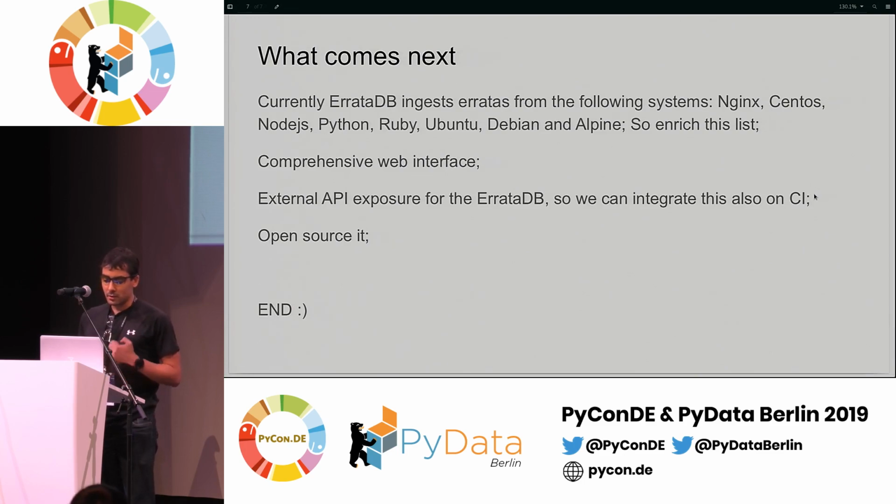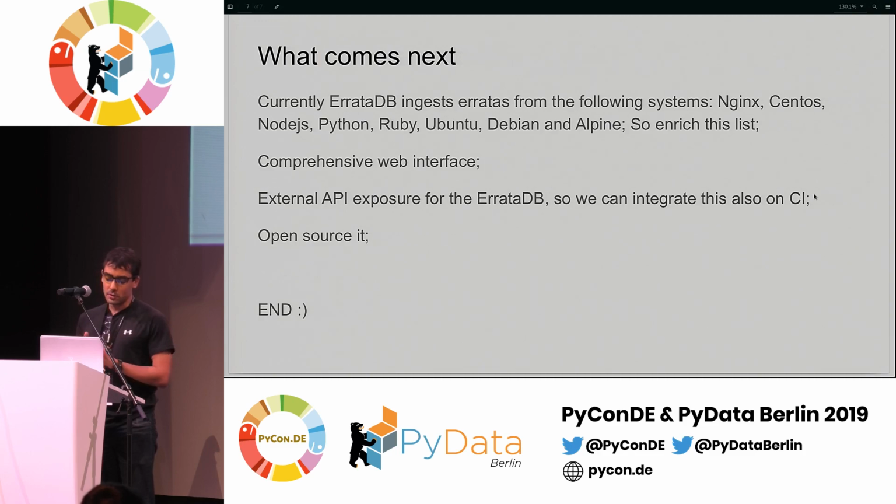So what comes next? Currently, the ErrataDB injects erratas from multiple exposed errata databases on the internet. They are all open source, and you can consult them, which are basically Nginx, CentOS, Node.js, Python, Ruby, Ubuntu, Debian, and Alpine, which comprises a great deal of software used when you create Docker images and you run these in a given cluster. So, of course, it's interesting to enrich this list.